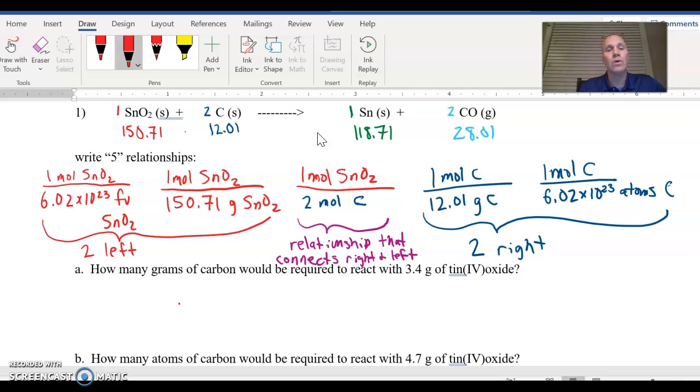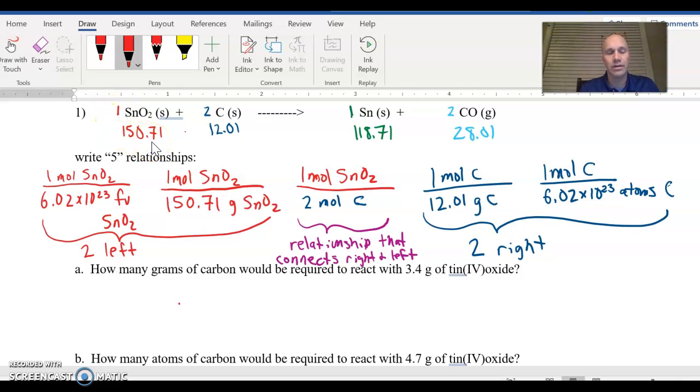So when I say the basic 5 relationships, what that means is to write down the 5 relationships that would have to do with just the reactants. As we get further into stoichiometry, we'll create relationships that will use the ones on the product side of the reaction. But for right now, we're just focusing on the reactant side, okay?